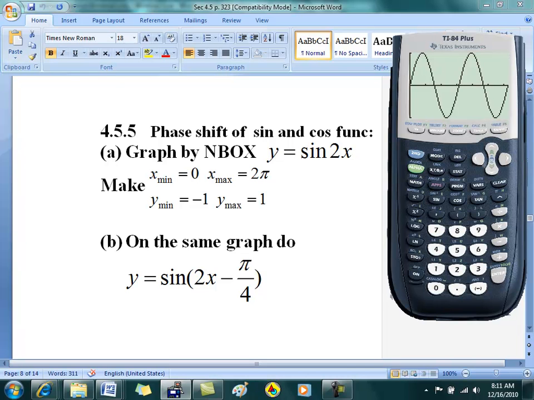Okay, so how many cycles do you see right now? 1, 2 cycles. Everybody there? Okay, what's the period of sine 2x? What's b for 2x? 2. What's the formula for period? 2 pi over b. So it'd be 2 pi over 2, so the answer would be pi. Is everybody there?